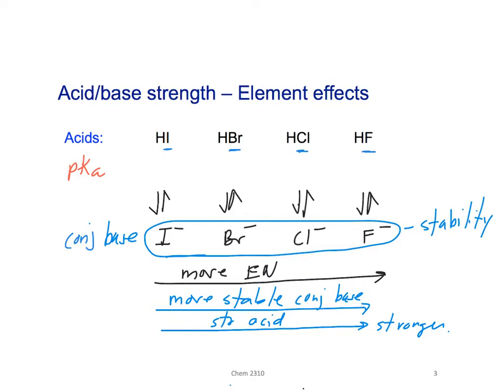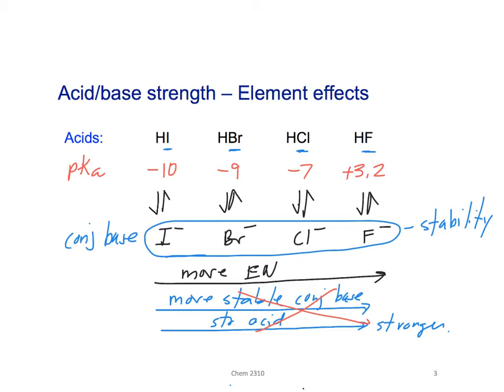HI has a pKa of minus 10. HBr, minus 9. HCl is minus 7, and HF is positive 3.2. All right, so were we right? Is HF the strongest acid? No, so this whole rationale doesn't work.